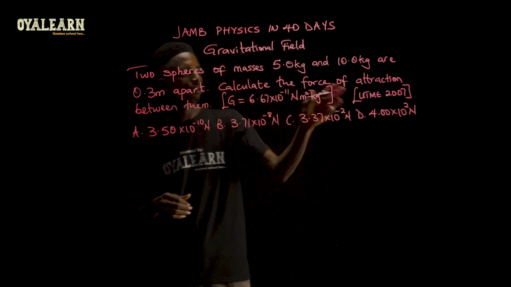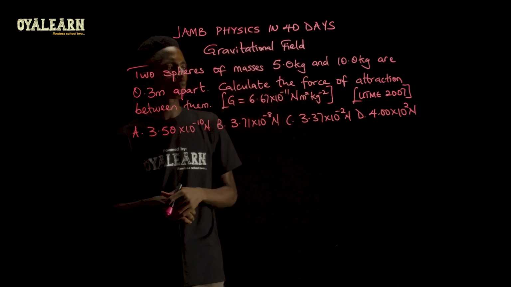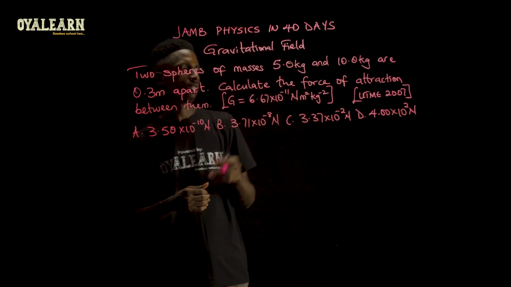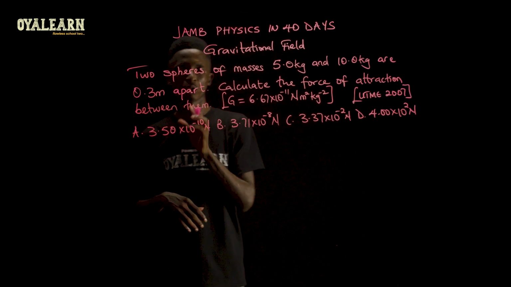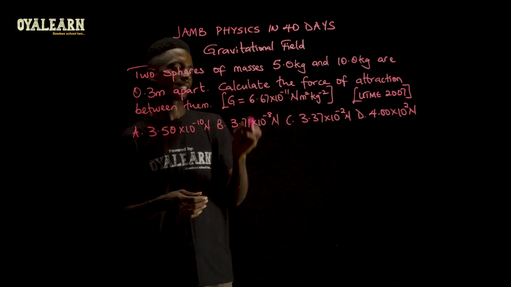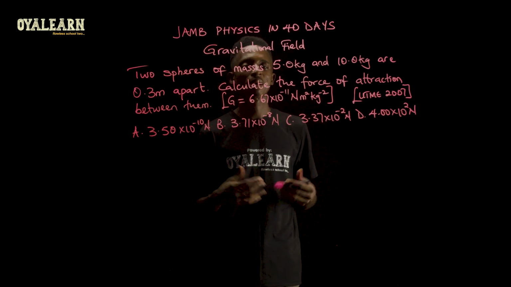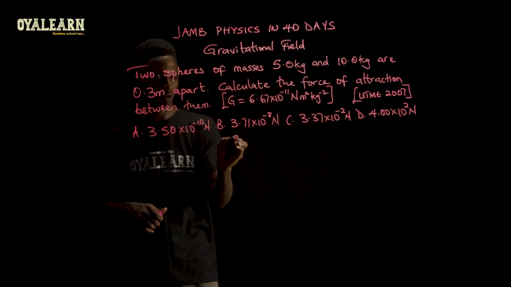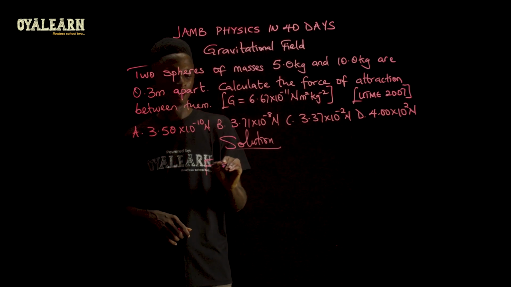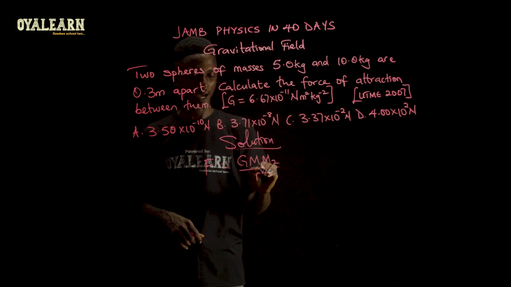This question from UTME 2007 says, two spheres of masses 5.0 kg and 10.0 kg are 0.3 meters apart. Calculate the force of attraction between them, given that the universal gravitational constant is 6.67 times 10 raised to the power negative 11 Newton meter squared per kilogram squared. So let's solve. The equation to use here is that F equals G m1 m2 all divided by r squared.